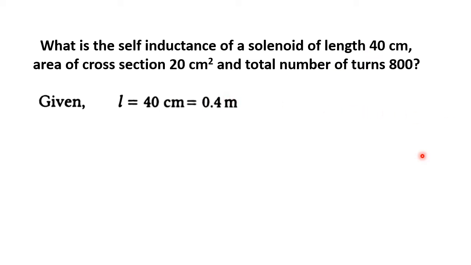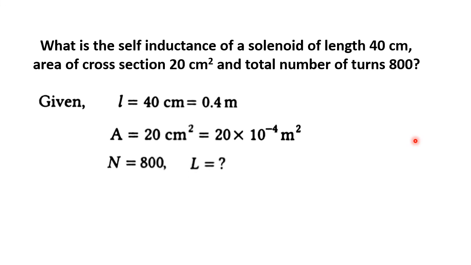So length small l we considered, that is given 40 centimeter, and cross sectional area capital A, that is 20 centimeter square. So centimeter square means centi square meter square. So centi 10 to the power of minus 2, centi square means 10 to the power of minus 4. So 20 into 10 to the power of minus 4 meter square cross sectional area, and number of turns they mentioned 800. So capital N is 800. It's the only number of turns, not number of turns per unit length. So that is capital N 800 mentioned.